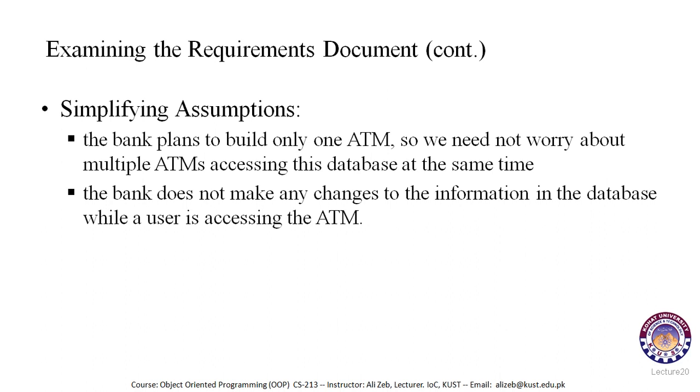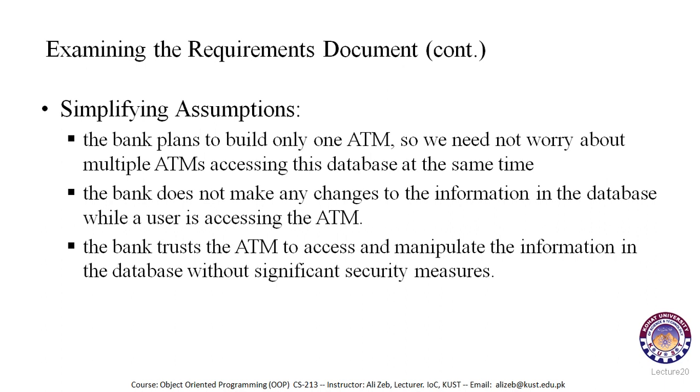Now, there can be issues, and those issues can be covered, for example, in concurrency. But since we are not studying databases and we are not trying to implement the complete system of an ATM, we assume that the record of the user is not accessed, for example, at the same time by the user and the bank.